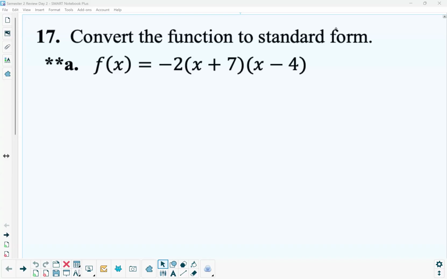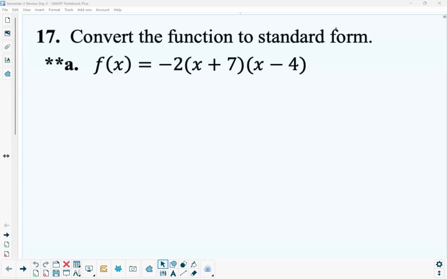All right, welcome to day two of the second semester review. Today we'll be covering problems 17 through 32 in your packet, the double-starred questions. So we'll start here with problem 17, converting from intercept form to standard form.